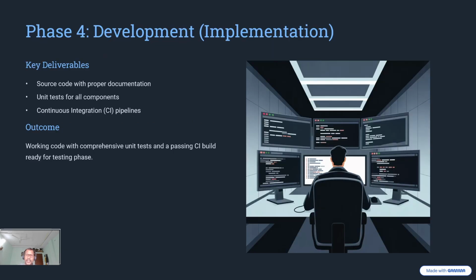Here developers write the code, unit test cases, and move the code to the development environment, then deploy the same to the testing environment. Then testing phase.